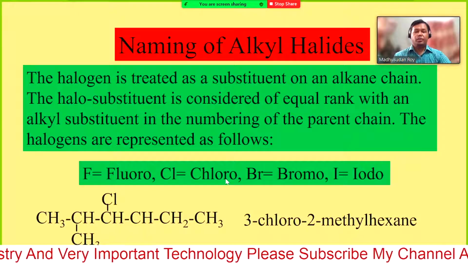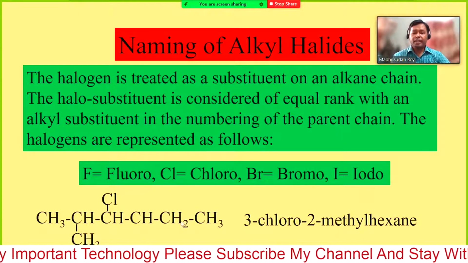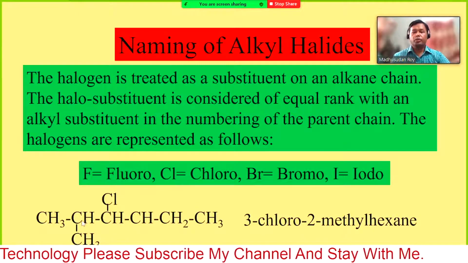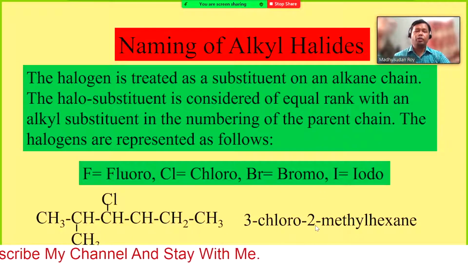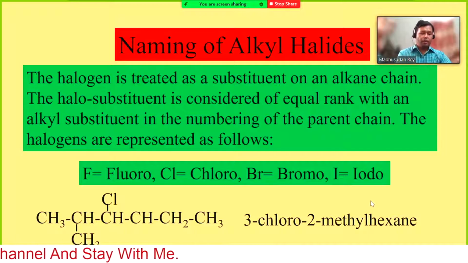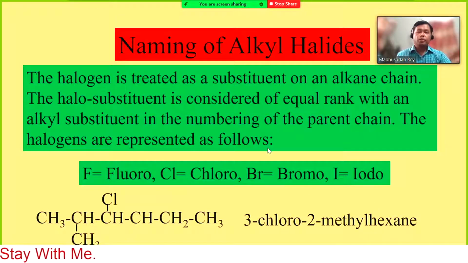Sorry. Thank you very much for the correction. Okay. We have 6 carbons: 1, 2, 3, 4, 5, 6. 6 carbons, so it should be named as 3-chloro-2-methylhexane. Okay. So we are not going to give more detail than this.